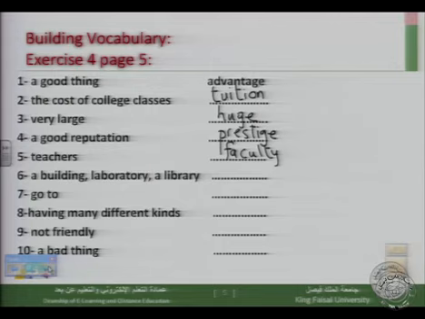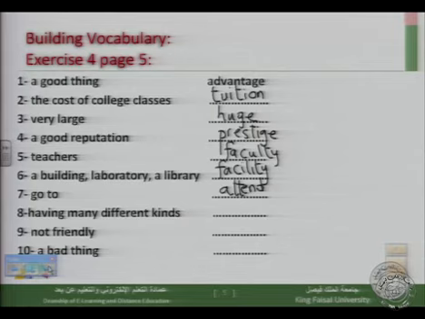We move now to number six: a building, a laboratory, a library. When we say a building or a laboratory or a library, we mean facility. Good. The seventh definition is go to. Go to is a verb. From the list of verbs, we should find the verb that means the same as go to. It's attend. Attend means go to.